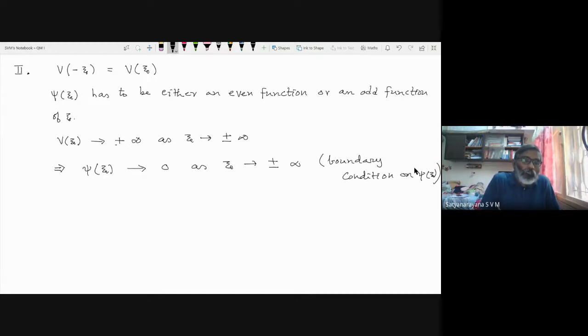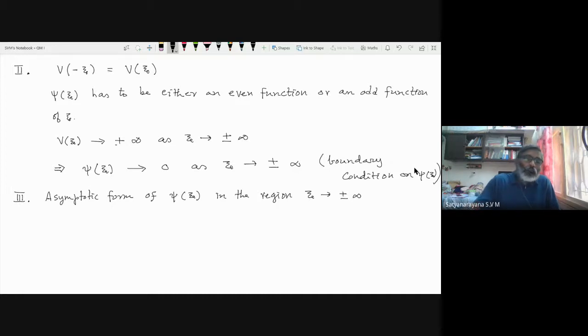Now, after we make this observation, let's try to get an asymptotic form of the wave function. Let's ask what is the asymptotic form of psi of xi. In the limit where xi goes to plus or minus infinity, asymptotic means at a very large xi value.